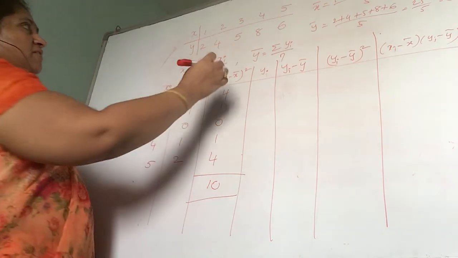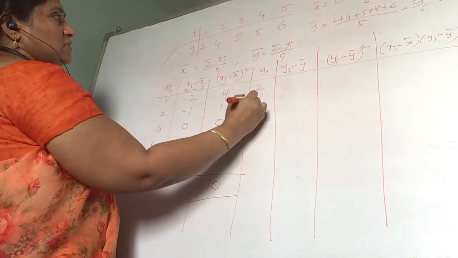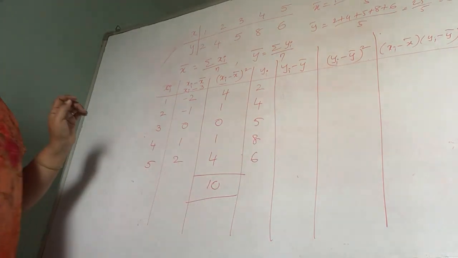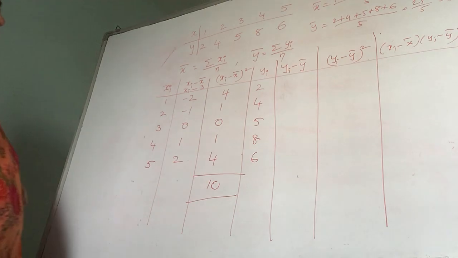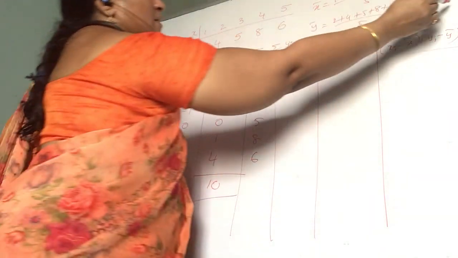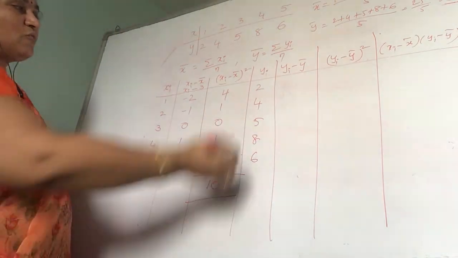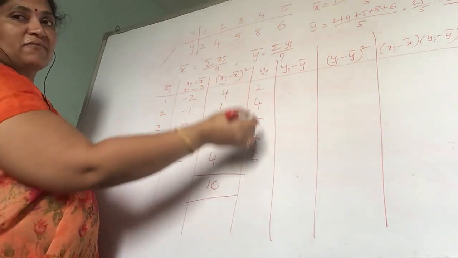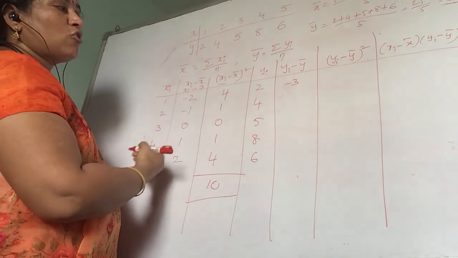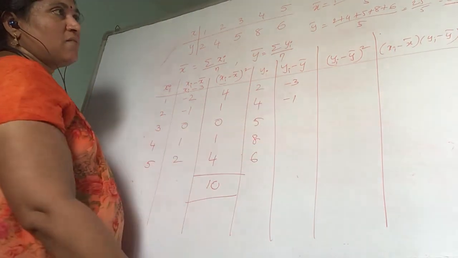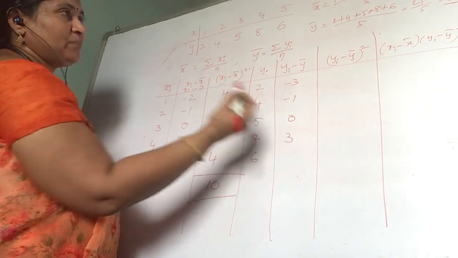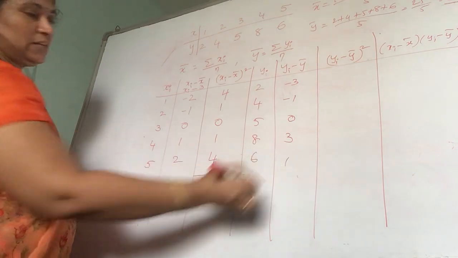Okay. Next, the yi values. Here, yi values are given as 2, 4, 5, 8, 6. Yi minus y bar. We subtract y bar from each of these y values. Here, what is y bar? Y bar is 5. So, we subtract 5 from each of these values. 2 minus 5, that is minus 3. 4 minus 5, that is minus 1. 5 minus 5, we get 0. 8 minus 5, we get 3. 6 minus 5, we get 1.